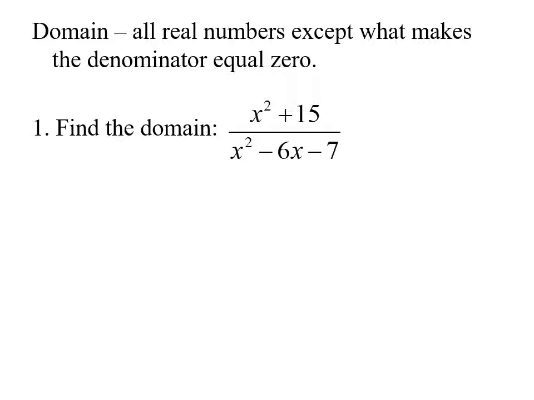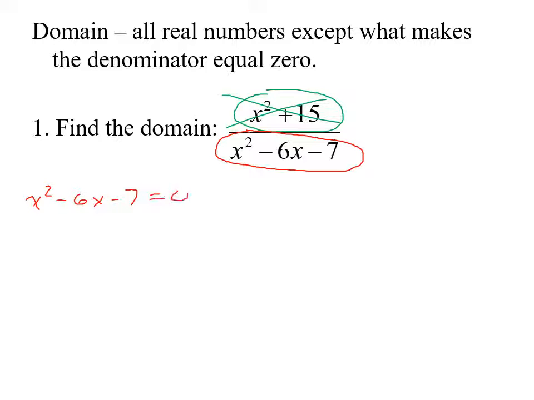So first of all, let's talk about domain real quick. The domain of a rational function will be all the numbers except the ones that make the denominator equal to 0. And we'll have to do this once we get into actually solving some equations that have rational expressions in them. So when you're looking at finding the domain, it does not matter what's on top. So this x squared plus 15 has no bearing in the problem when you're doing domain. You're looking at just whatever's on the bottom. So I'm going to take what's on the bottom, this x squared minus 6x minus 7.